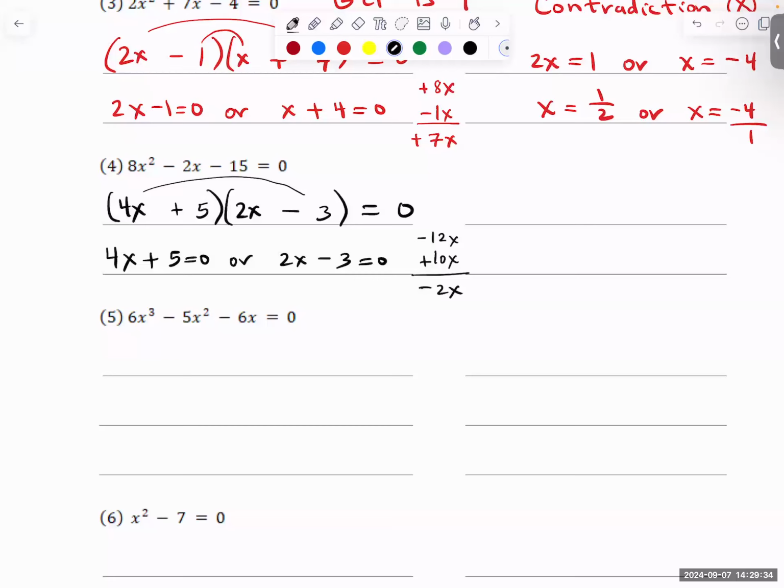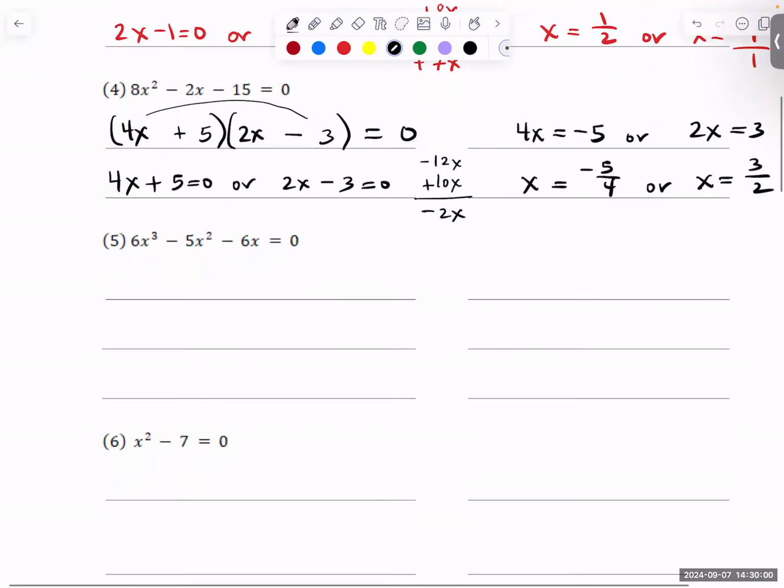And then solving, we have 4x equals -5, x equals -5/4, or 2x equals +3, x equals +3/2. So the solutions or roots are two real rational numbers.